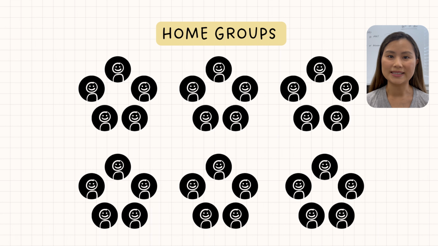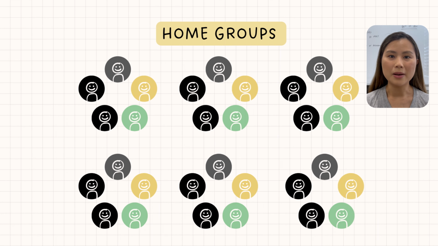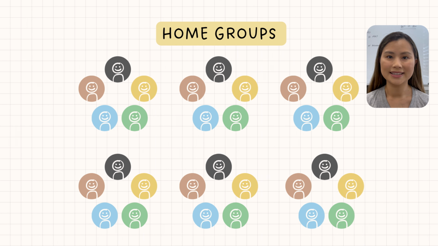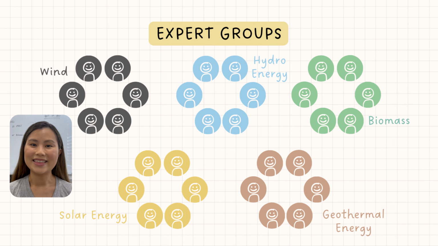If the lesson is on sustainable energy, the 5 parts could be wind power, solar power, biomass, hydroenergy, and geothermal energy. In their home groups, students will study their parts individually. Then students break into expert groups, joining up with students who have received the same topic. In the expert group, students will discuss the main points of the topic and create a mini presentation that they'll share back with their home groups.